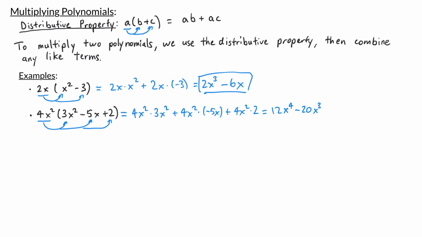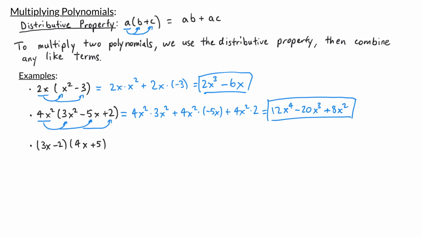And then lastly, 4x squared times 2, multiplying the 4 and the 2 together, that gives me 8, and then I still have an x squared. Looking at these terms here, I notice that I don't have any like terms, so there's no way that I can simplify this any further. So 12x to the 4th minus 20x cubed plus 8x squared is my final answer.